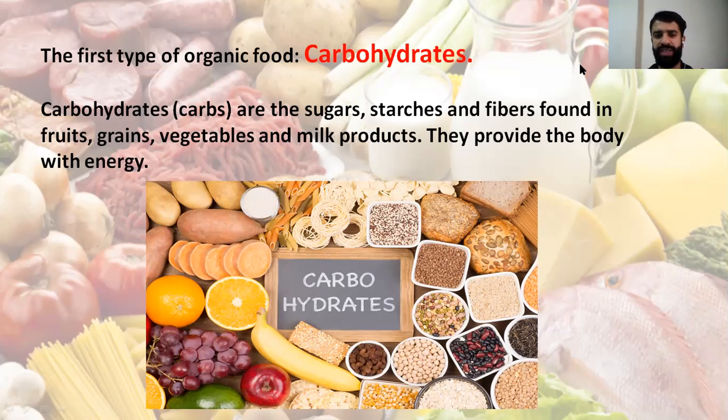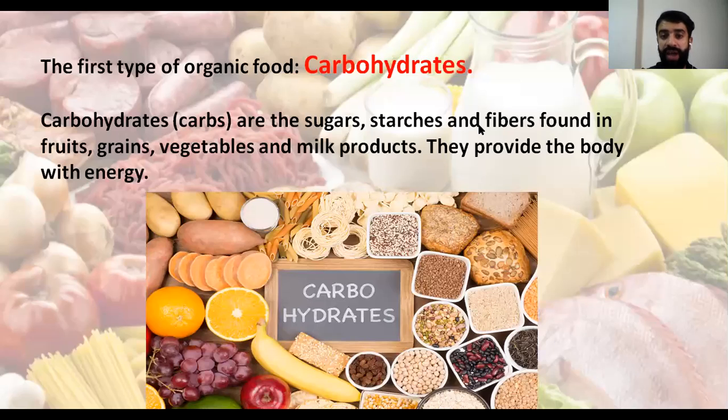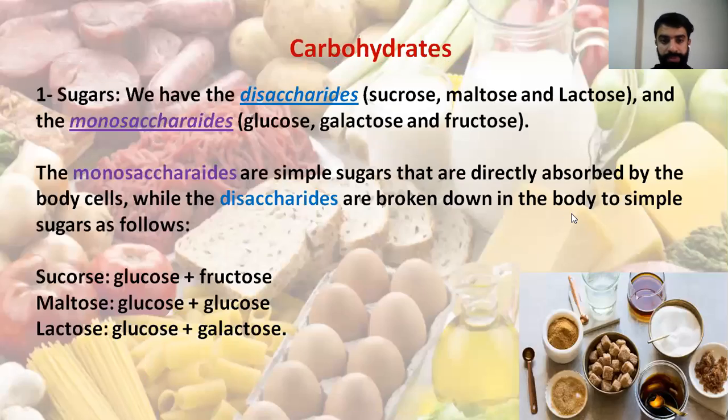Carbs are rice, for example. Banana is a good source of carbs. All of them are a good source of carbs, and they provide the body with energy. Carbohydrates. Let's talk about the sugars. Sugars come in three different forms. We have the complex, the most complicated one. We have the intermediate, which is half-half, or we have the simplest form.